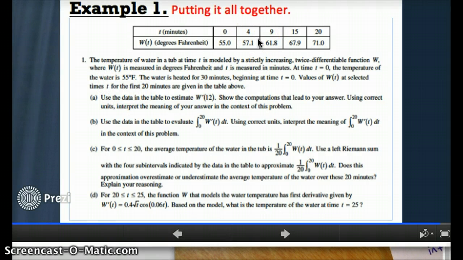So those of you who get intimidated by words shouldn't, because all of the things that it just said, we knew just by interpreting what this table meant. So now we're ready to start the actual problem. Section A says use the data in the table to estimate W prime of 12. And then it says, show your work and explain yourself and all that stuff.